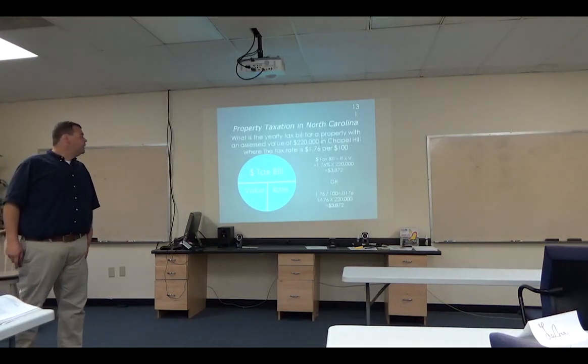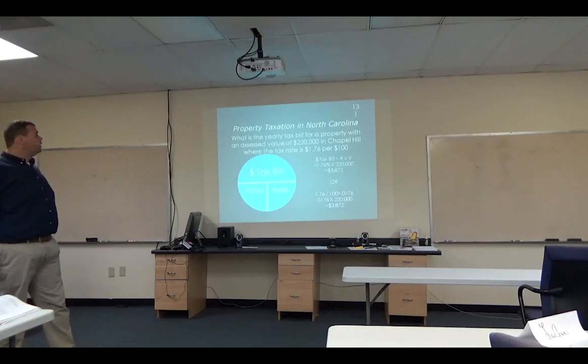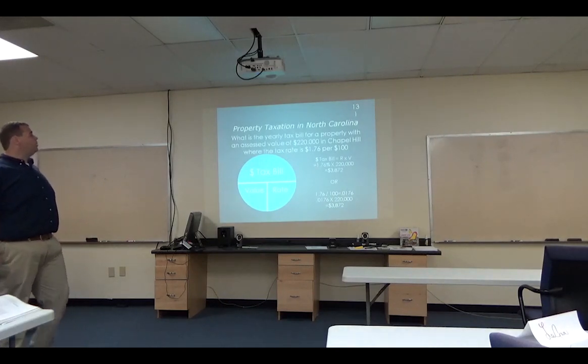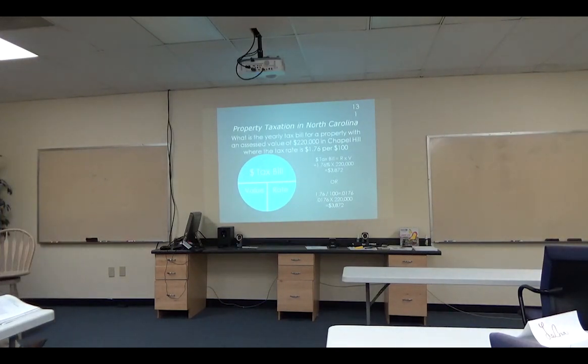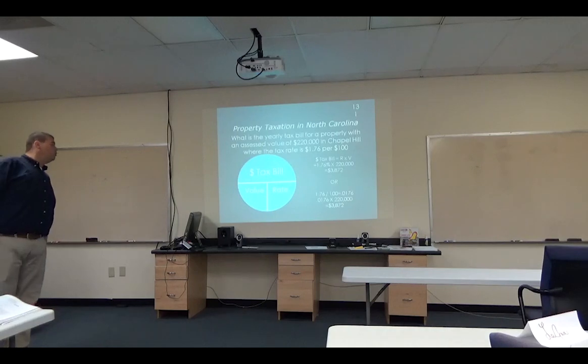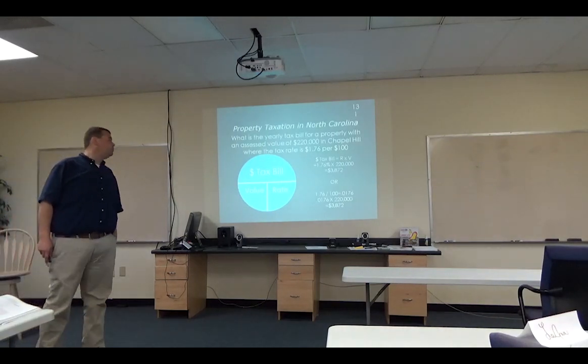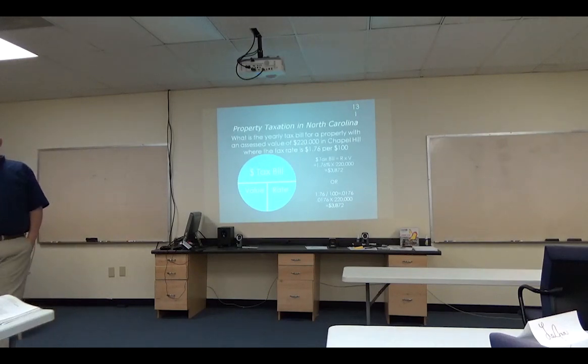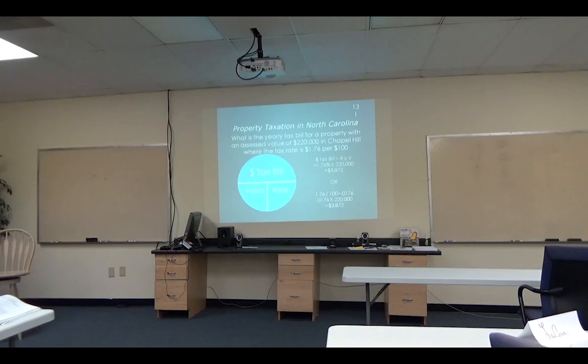All right? Now, here's an example. Property taxation. What is the yearly tax bill for a property with an assessed value of $220,000 in Chapel Hill, where the tax rate is $1.76 per 100? Well, what are they asking us for, first of all, in this question? The tax bill.